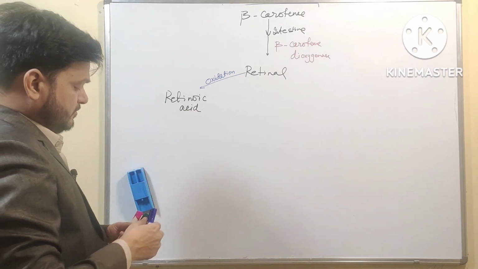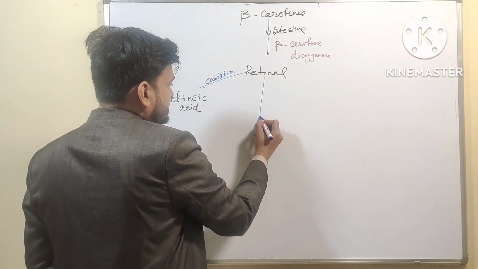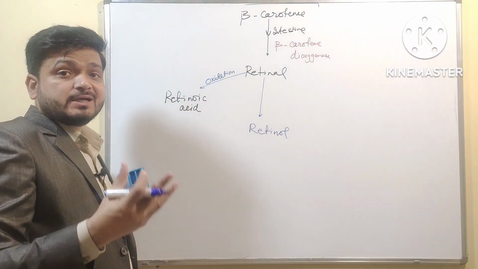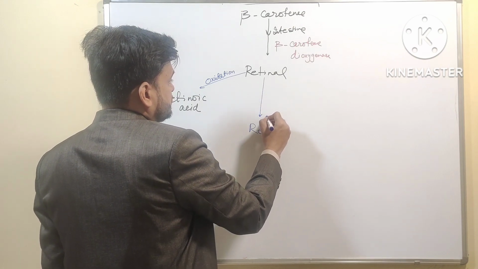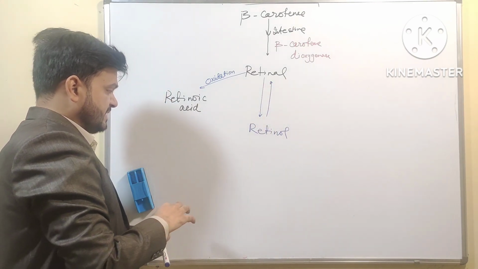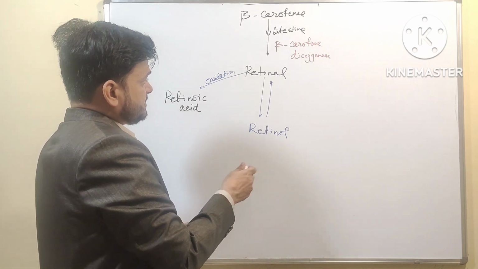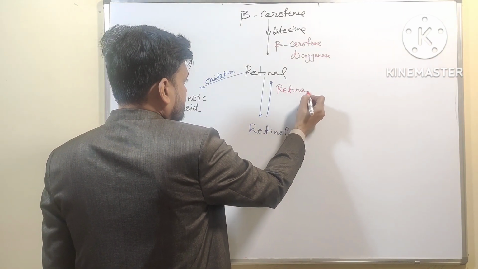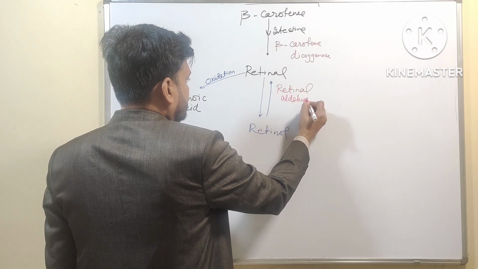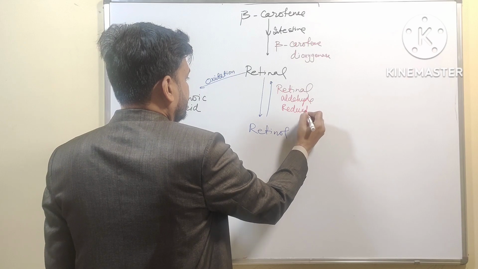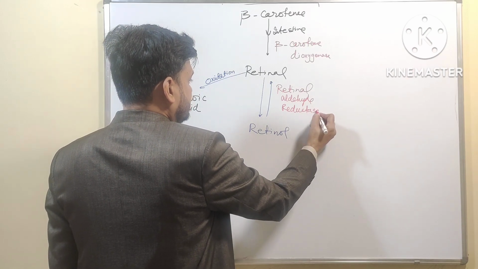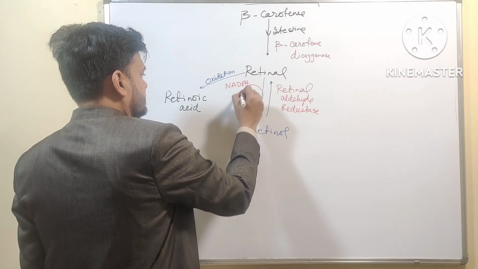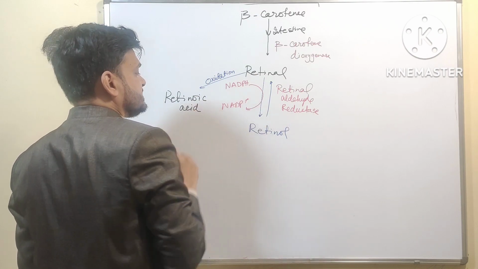Secondly, we already know that retinol can be changed into retinal, which is an aldehyde-containing form, right? And it can also be reversed to retinol in the presence of which enzyme? It can be interchangeable. Yes, retinal aldehyde reductase. And how much NADPH is required? 1 NADPH has been oxidized to NADP plus, right?